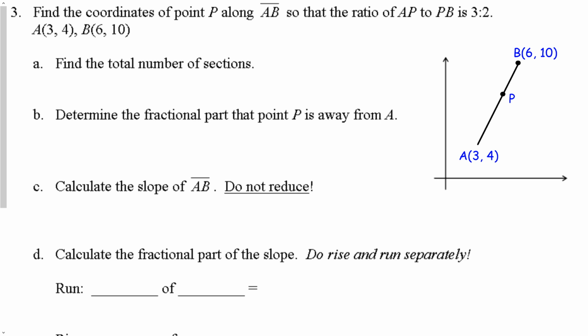Notice I also have point P in here. So now we have a ratio of 3 to 2. So from A to P and then from P to B, we should think of this as AP would be 3 of those sections that we would have constructed. P to B would be 2 of those sections. So A to P would be slightly longer than P to B. So just like with the construction, we again have to find the number of sections.